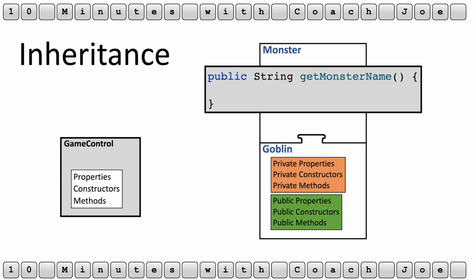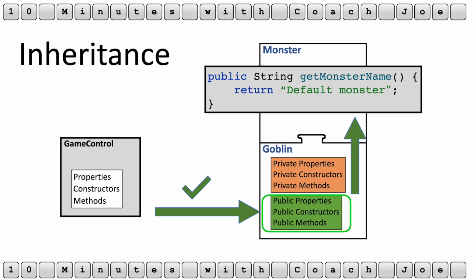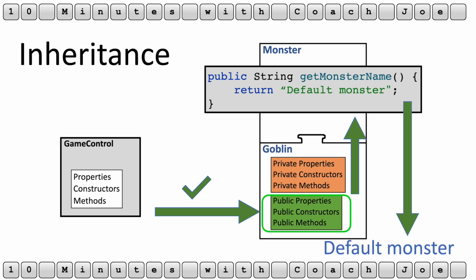Another example of code reusability is a monster parent class method called getMonsterName. For this method, the value defaultMonster is returned. When the game control class calls the goblin child class for the getMonsterName, the value defaultMonster is returned.